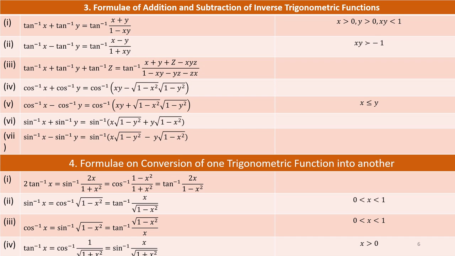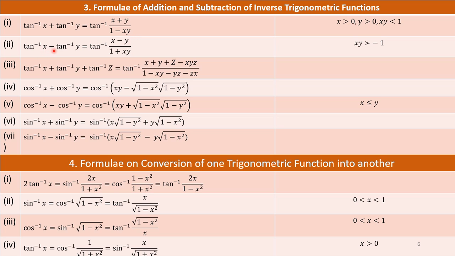The next group of formulae is formulae for addition and subtraction with ranges. This is displayed in the table. Number 3 is for formulae for addition and subtraction in inverse trigonometric functions. Tan inverse, the most important: tan inverse of x plus tan inverse of y is equal to tan inverse of x plus y divided by 1 minus xy.